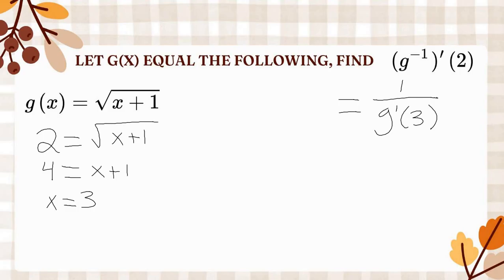Well, like the rest, we should be able to find g prime here. This is technically x plus 1 to the 1/2 power, which means our derivative is 1/2 times x plus 1 to the negative 1/2 power. What's the derivative of the inside? 1. That's nice, we don't have to multiply by anything. And then what are we plugging in? 3. Okay.